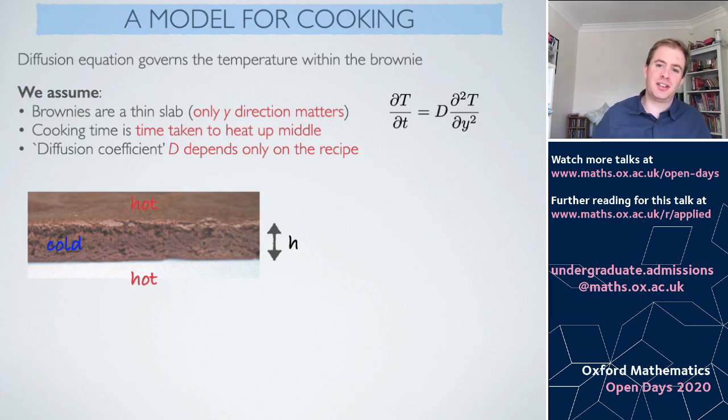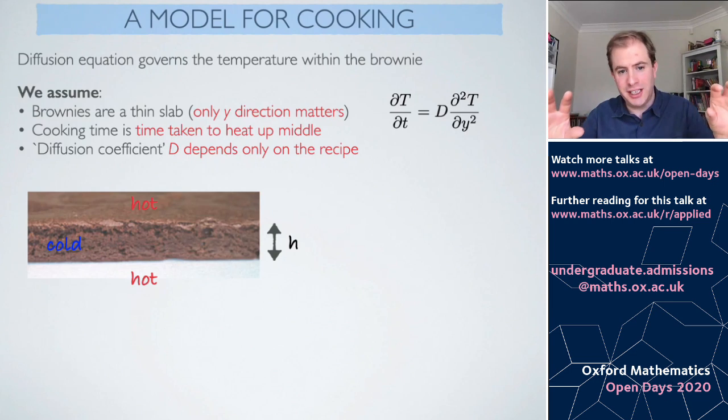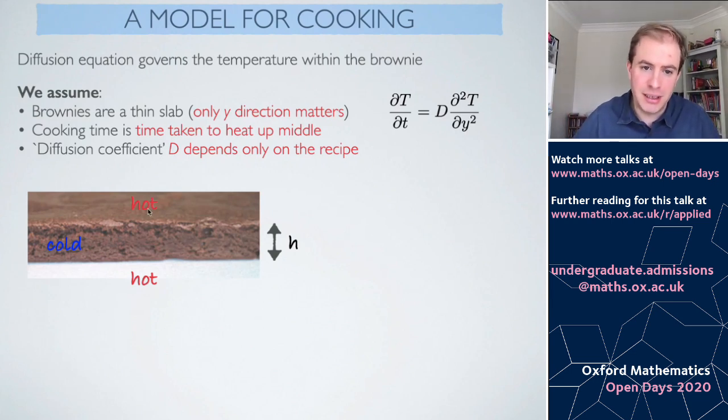Now, to a mathematician, the cooking of a brownie is very nice because it's quite a thin slab of cake. So what you essentially do is you mix everything together, you put it in the oven, and then it's a thin slab that's being heated on the top and the bottom, and the mixture starts off cold, or at least at room temperature. And so as a first approximation, the time taken to cook the brownie is going to be determined by how long it takes for the middle to get sufficiently hot that the egg and other bits get cooked. So we're going to assume that brownies are a thin slab. The only dependence is in the y direction here. That cooking time is how long it takes to heat up the middle.